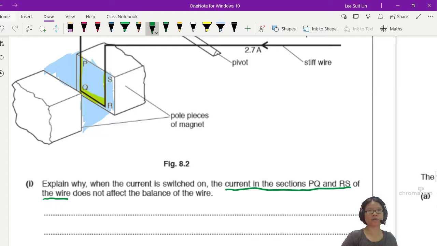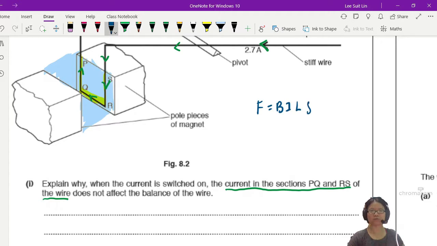When you turn on this current, let's say this is your 2.7 ampere, and your current is going this way. If you want the current to act on the wire, your F is equal to BIL, and sure, you can put sine theta. But the condition here is that B and I are never parallel. If I want to draw the direction of the magnetic field, maybe the magnetic field is in this direction. This is B. I will just draw one.